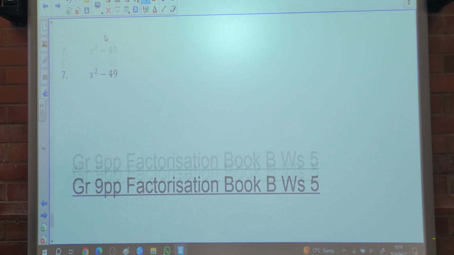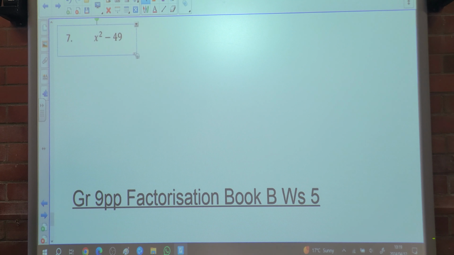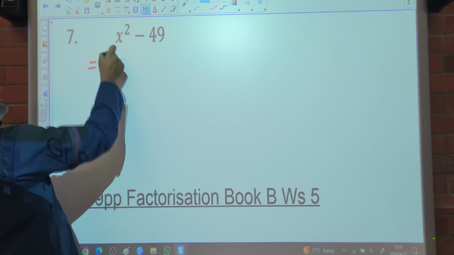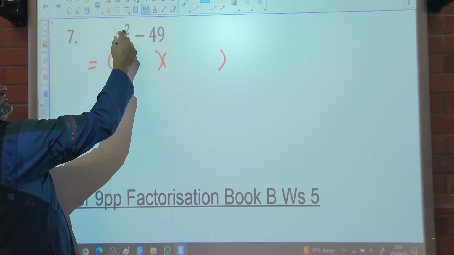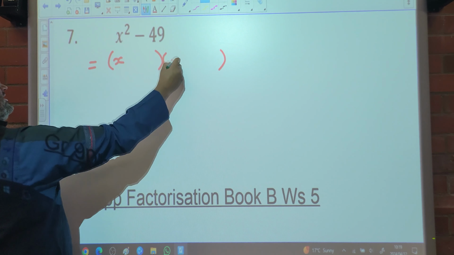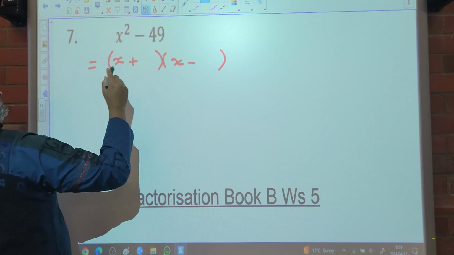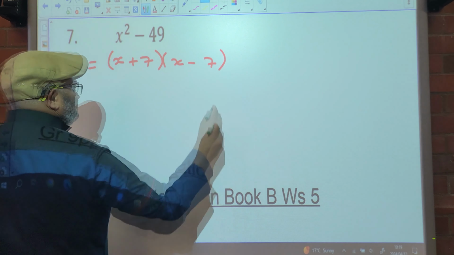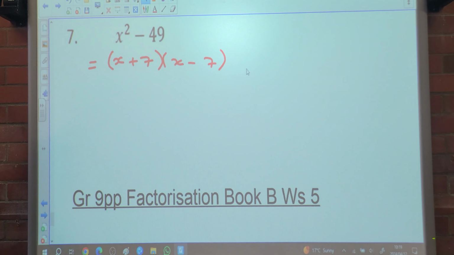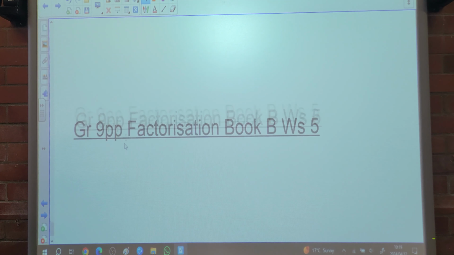Number 7. You've got x squared minus 49. Both are perfect squares, there's a negative between the two terms. Okay? So what goes in the bracket? Square root of x squared? x and x. One plus the other? Minus. What's the square root of 49? 7. Okay? Go to the next one.